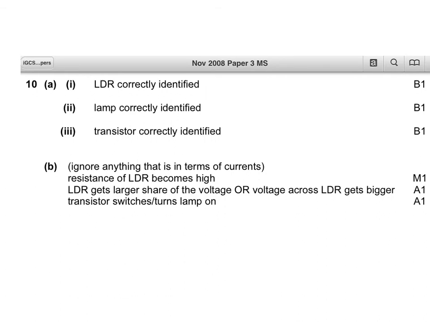The resistance of the LDR becomes high. Okay, that's because the light has dropped. The LDR gets a bigger share of the voltage, so the transistor turns on. You can see that's a much simpler explanation than the one I gave.